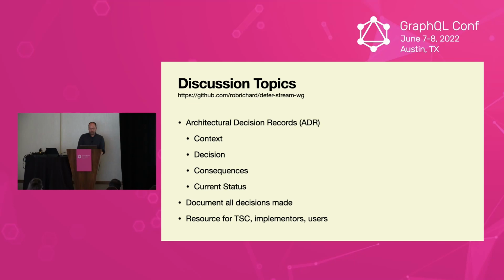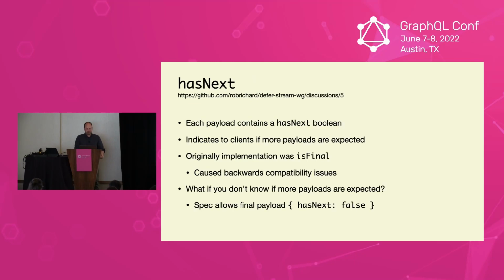And I just want to highlight, for the rest of the talk, a few interesting topics that have come up while working on this that we discussed with the working group, and the outcomes. So as we showed earlier, each payload has a Boolean field, hasNext, and this is used by the client to know if more payloads are expected. And it actually started out as a field called isFinal, and that would only be on the final payload.